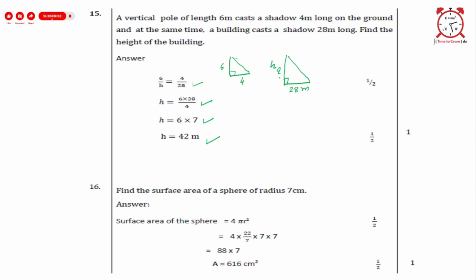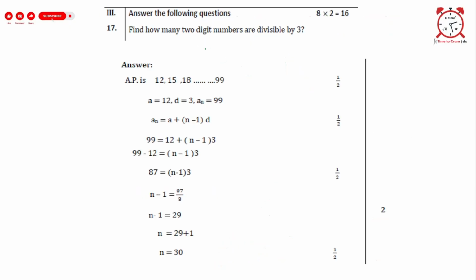Next question, find the surface area of a sphere of radius 7 centimeter. The surface area of a sphere formula is 4 pi r square. The values are given. If we keep the values, then the answer is 616 centimeter square.